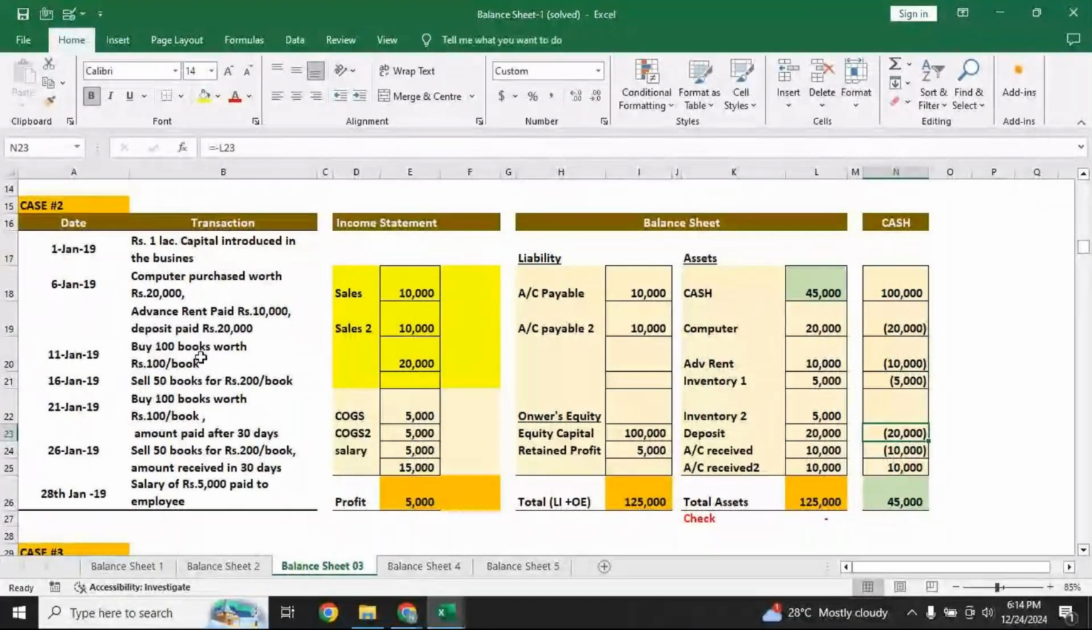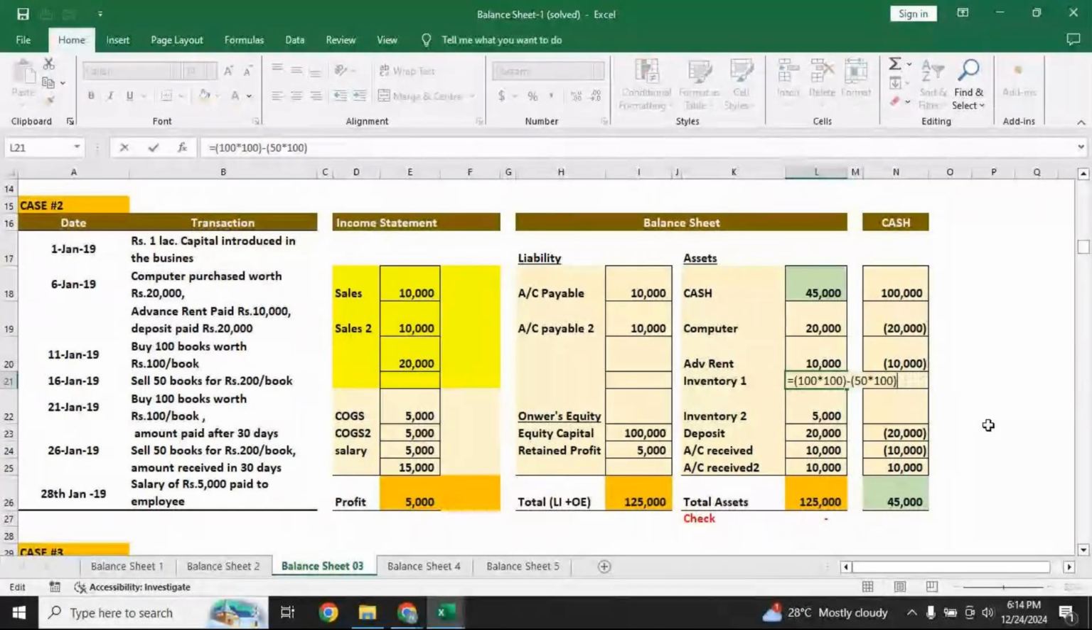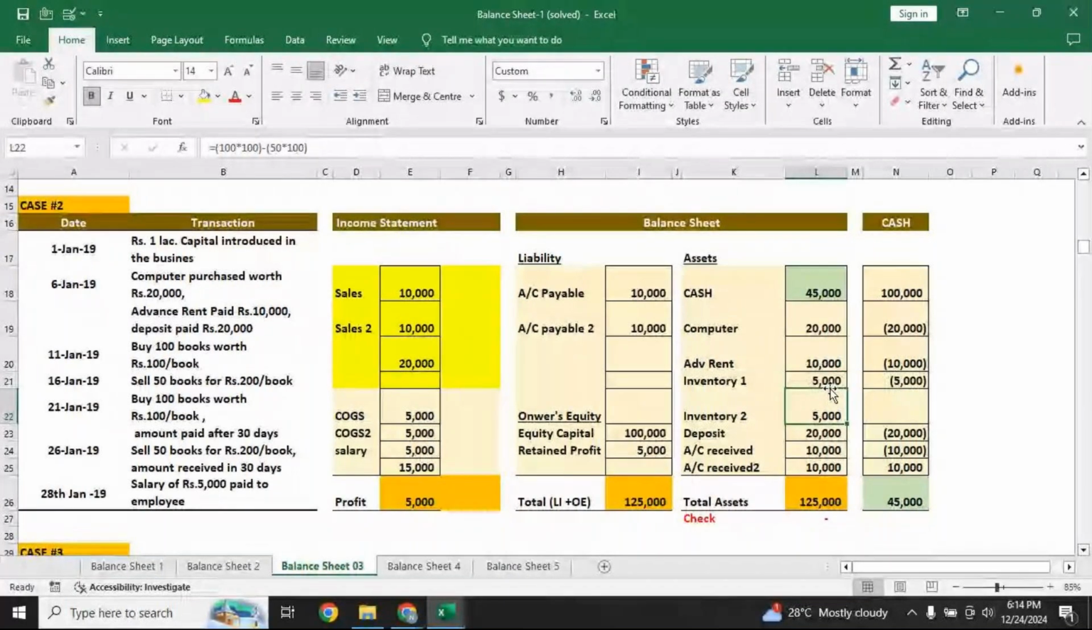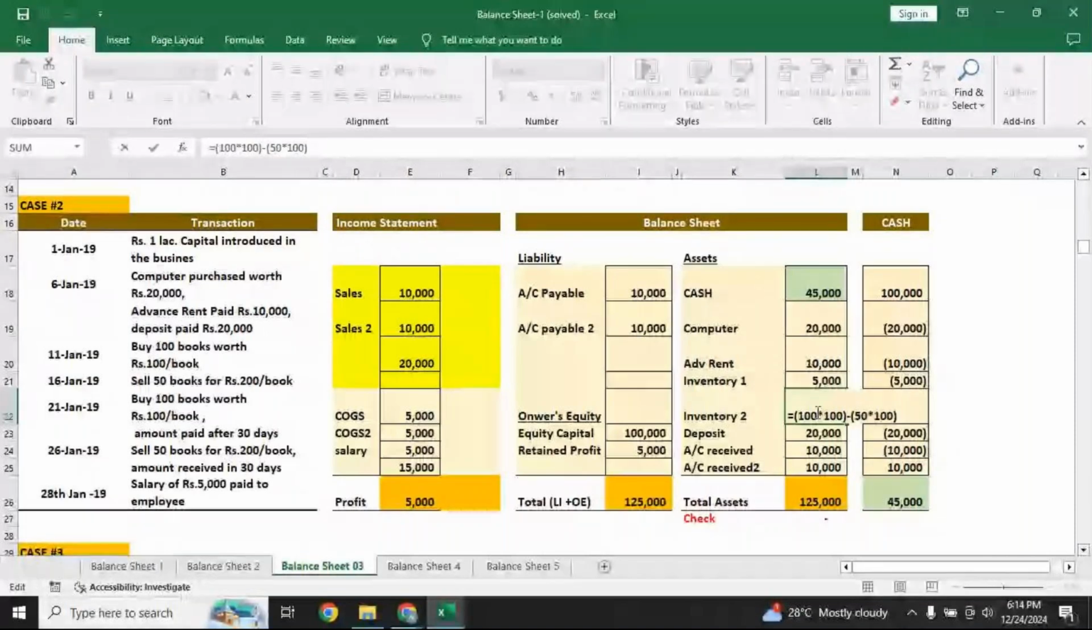So here I am going to show it. The first thing, 100 books I got at the rate of 100 per book. Then sold 50 books, for which the COGS, cost of goods sold, is 100. So the remaining inventory for the first one is 5,000. Then once again I am buying 100 books at the rate of 100, and again I sold 50 books at the rate of 200. So 50 into cost of goods sold 100. So the remaining inventory 2.